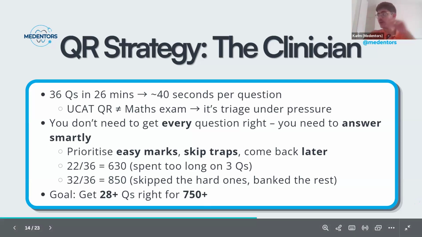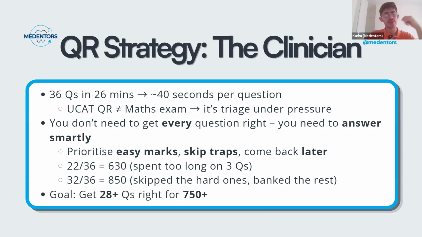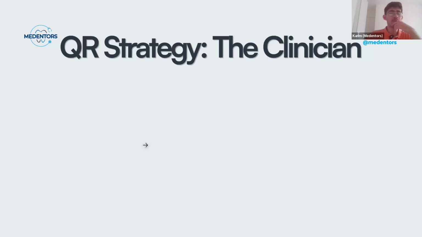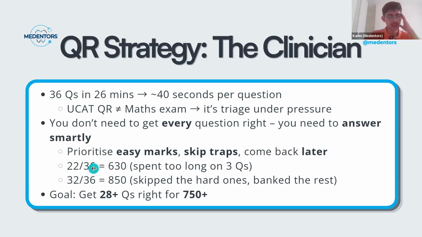If you understand this concept of whether a question is easy or hard, and I'll go on to what easy and hard looks like, then you will smash the QR. You will smash the whole UCAT if you understand this concept, because there's easy and hard questions. They're all marked equally. Now, let's say I'm silly Kareem and I do the QR subsection and I get 22 out of 36, which is about 630. So I'm actually average or below average.